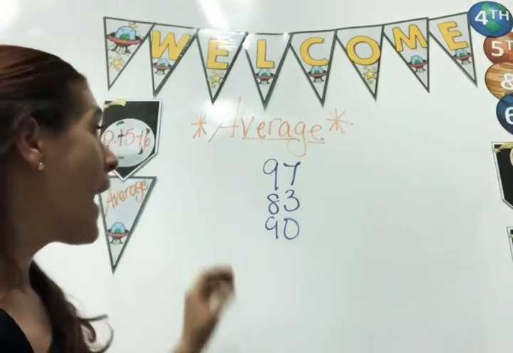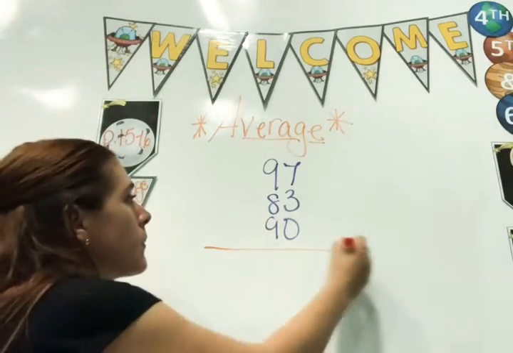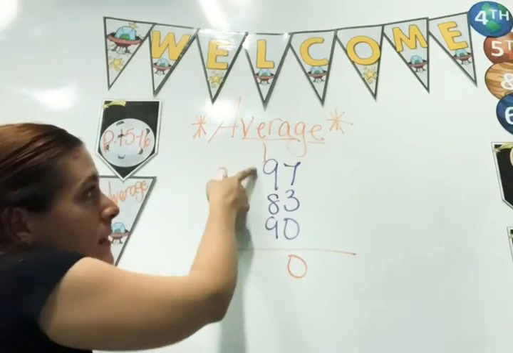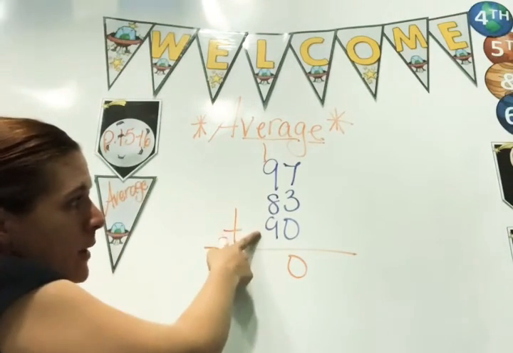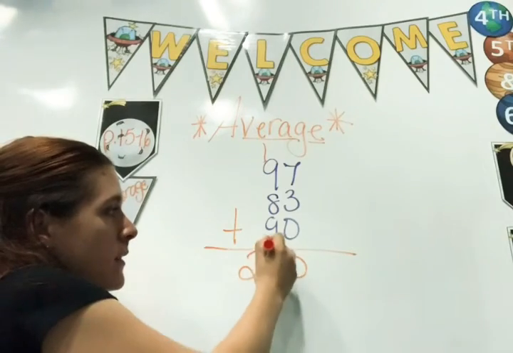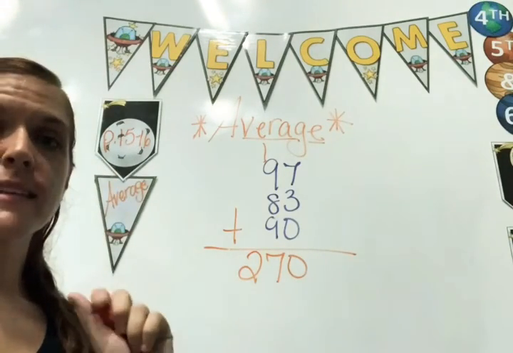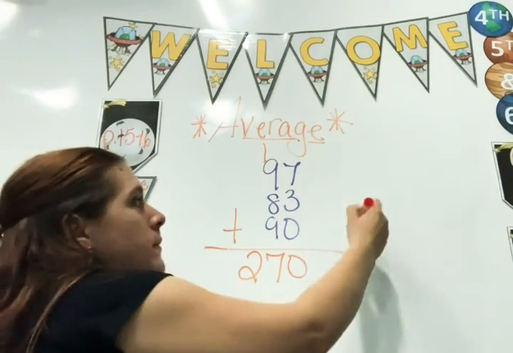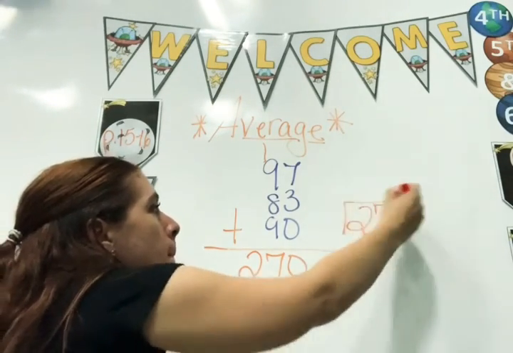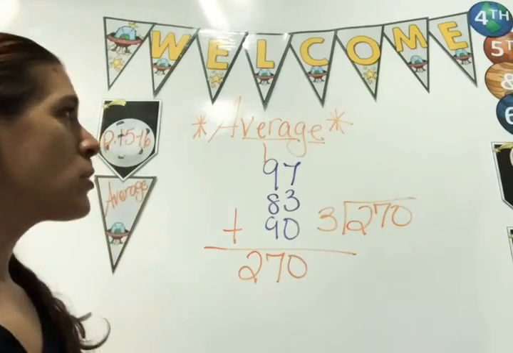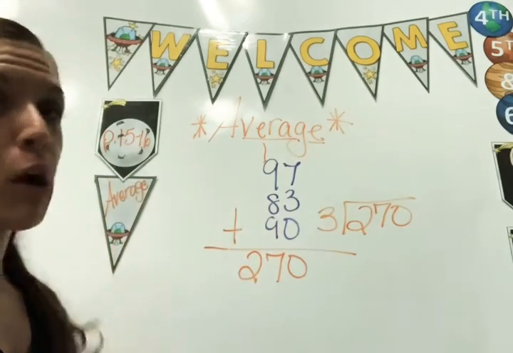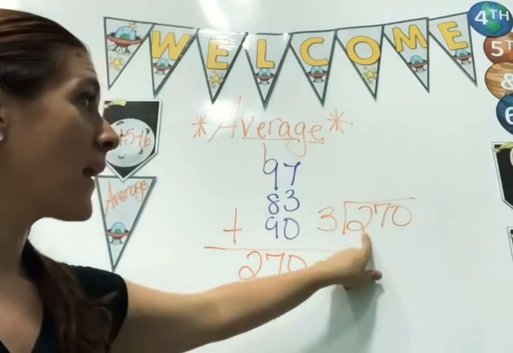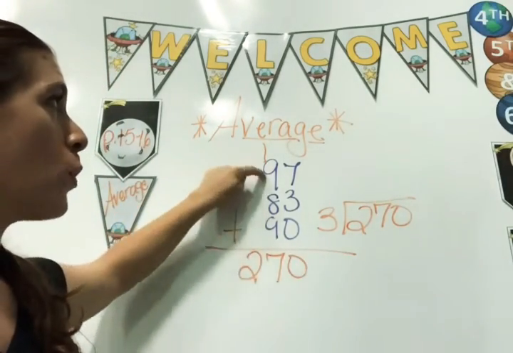Here we go. Add these numbers together. 7 plus 3 is 10, plus 9, 10. 10 plus 8, 18. 18 plus 9 is 27. What was the second paso? Divide. You're going to divide this by what? 3. Why 3? Because look, 1, 2, 3. There are 3 numbers. You add up the numbers and then you divide by the number of numbers you have.